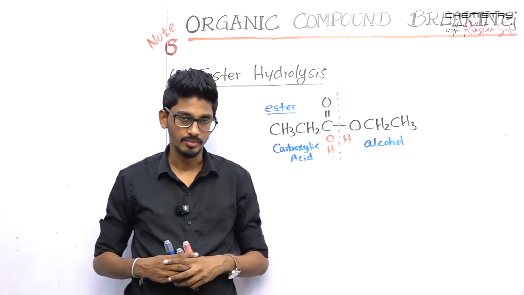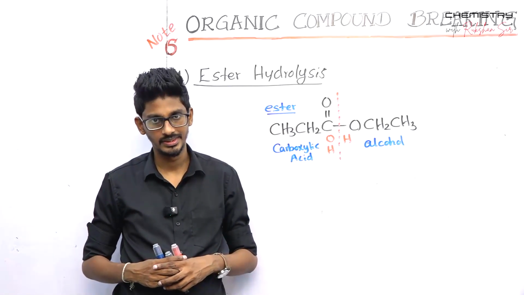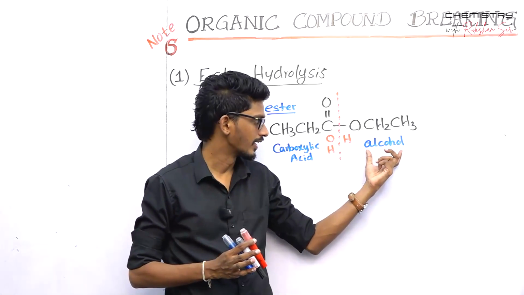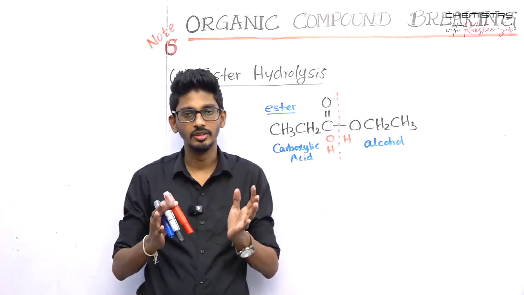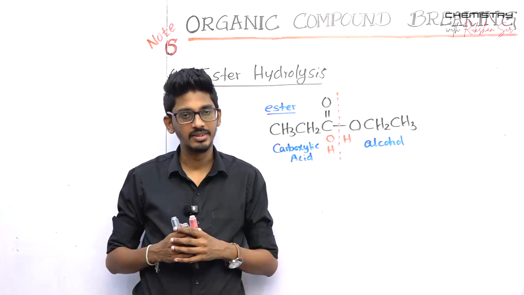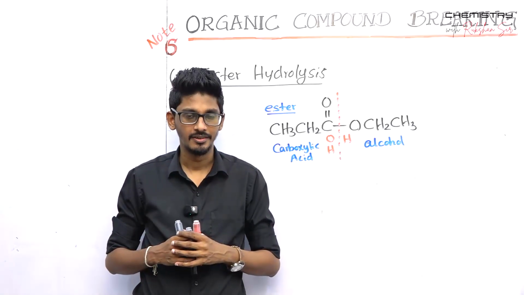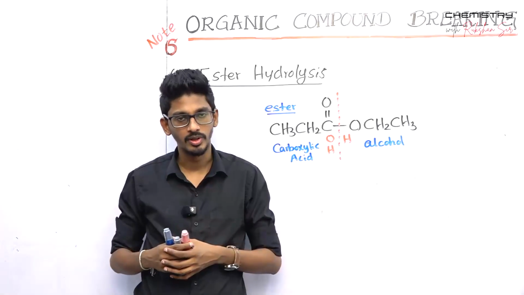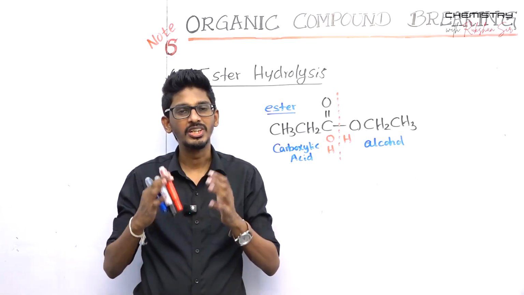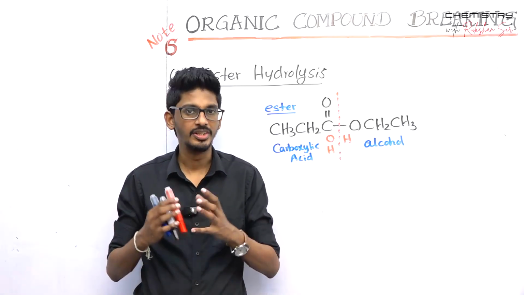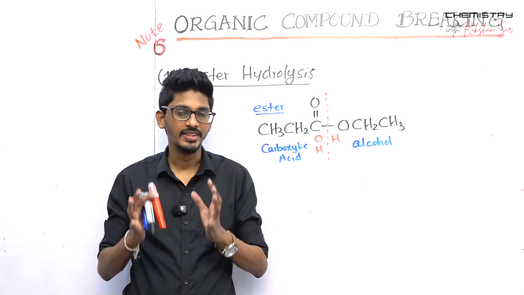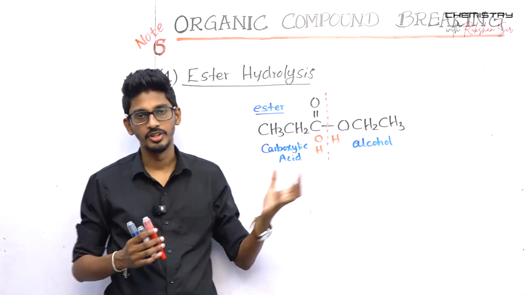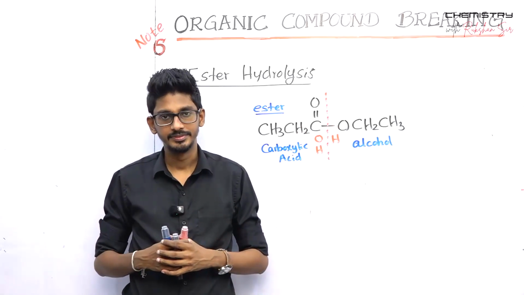But practically, we have a problem. To get the carboxylic acid and alcohol like this by breaking the ester, it will consume an enormous amount of time. We can't do this in 30 to 40 minutes. It will take much longer, so we need to increase the reaction rate. For that, we can use catalysts. Scientists use catalysts to increase the hydrolysis reaction of ester.